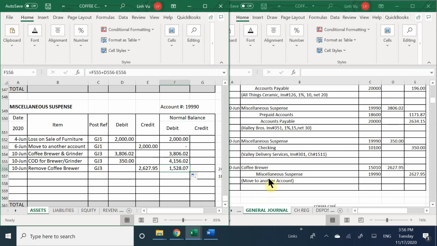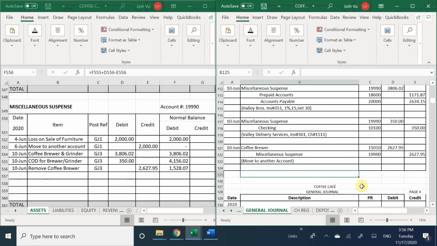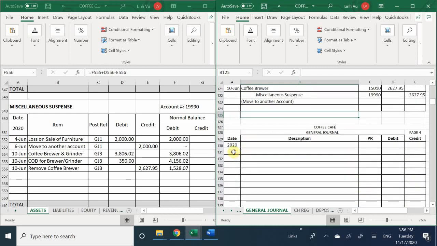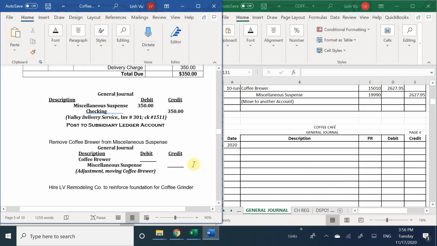Of course, this is an internal transaction because we're moving it from one account to another. We're not dealing with any vendors, so we are done with this transaction. And because there's only one line left, there's really no room for someone to enter anything, so we can move on to the next page. So now we are working on General Journal page 4. Now that we completed our coffee brewer, what happened next?